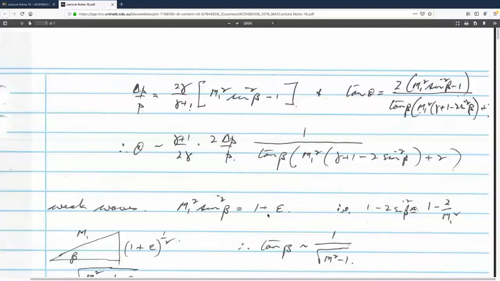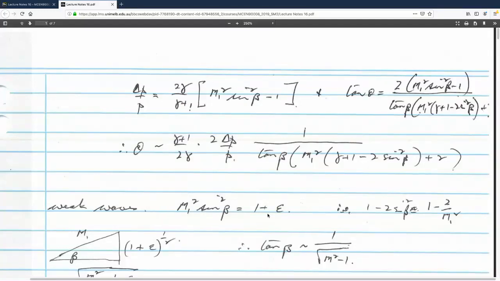Where I left off last time, I told you that the pressure rise across the shock divided by the pressure upstream of it depends on the Mach number. If it were a normal shock, it would be M1 squared minus 1. If you have an oblique shock, it's the normal component of the Mach number, M1n, which was M1 sine beta.